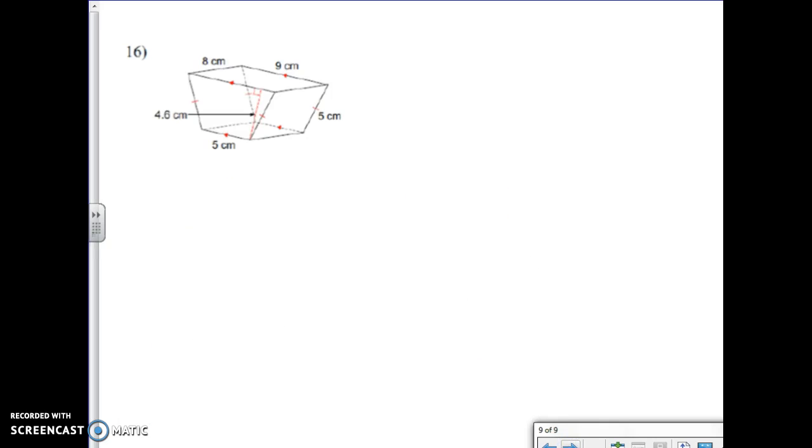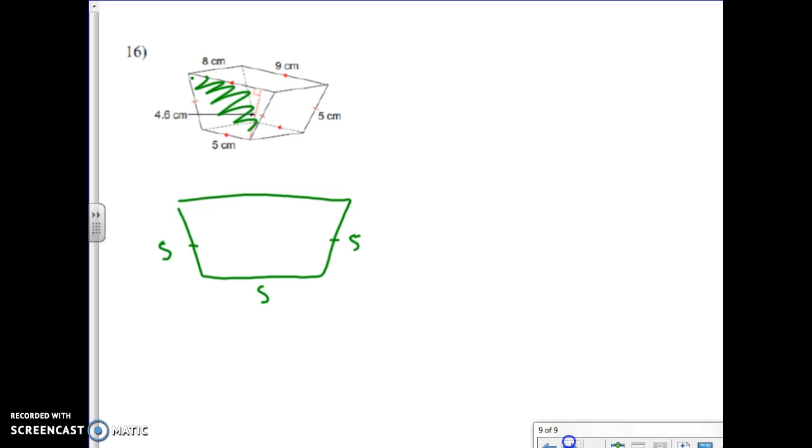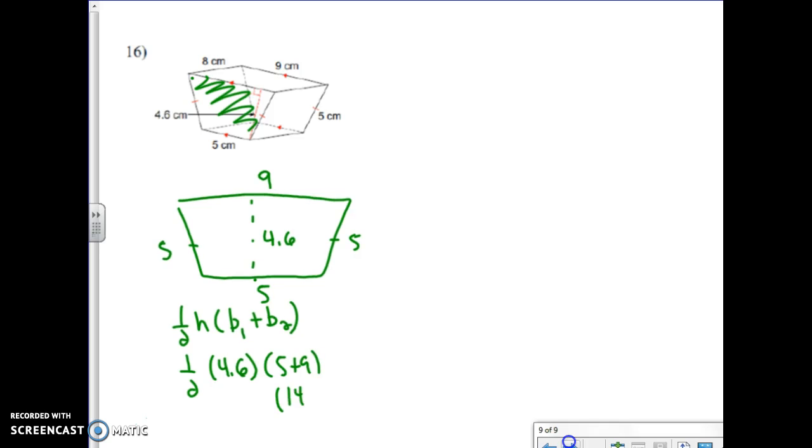So in this case, I want to figure out what my base is, which it looks like I have a trapezoid. Okay. I know this is 5, this is 5, this is 5, and then this is 9. And the height, they tell me, is 4.6. Okay? So area of a trapezoid is 1/2 the height times base 1 plus base 2. So it's 1/2 of 4.6 times 5 plus 9, which is 14. So I'm taking half of 4.6 and multiplying it by 14.